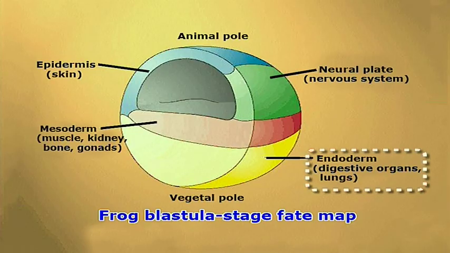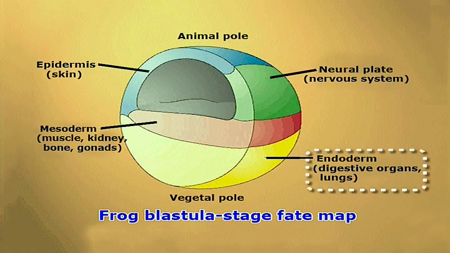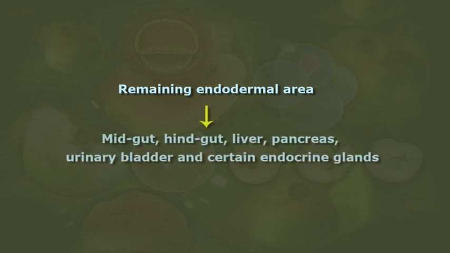The lateral and ventral parts of the grey crescent give rise to the mesodermal lining of the body cavity, the kidneys, etc. The area on and around the vegetal pole is the prospective endoderm, which forms a more or less non-pigmented area. Just beneath the precaudal plate lies the material for the anterior part of the alimentary canal, that is, the endodermal lining of mouth, gill region and pharynx. The remaining endodermal area includes the material for midgut, hindgut, liver, pancreas, urinary bladder and certain endocrine glands.